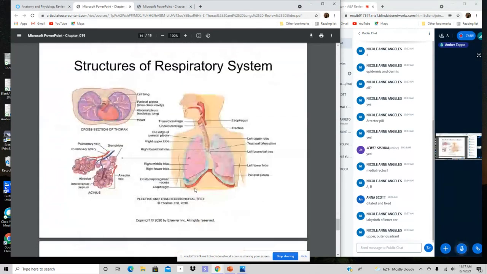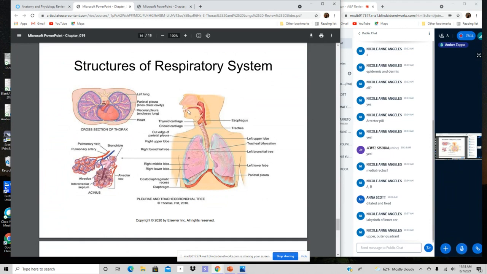Okay, and this is a good picture that's showing the different structures of the respiratory system. So remember, we talked about the trachea. The trachea branches off into the right and left bronchial tree. So as we inhale, air goes through our nose and mouth and goes through our upper respiratory system.